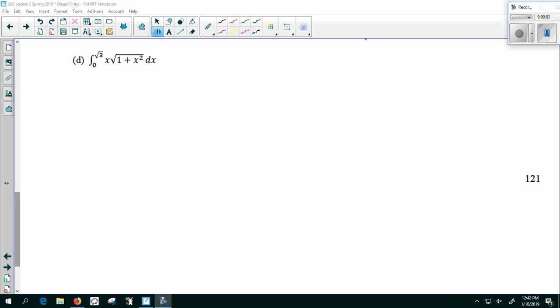Okay, so this is the last definite integral from question 2. The integral from 0 to root 3 of x times the square root of 1 plus x squared dx. So based on what we saw in the first problem, when you have an a squared plus or minus an x squared, that is pointing us towards a trig substitution.